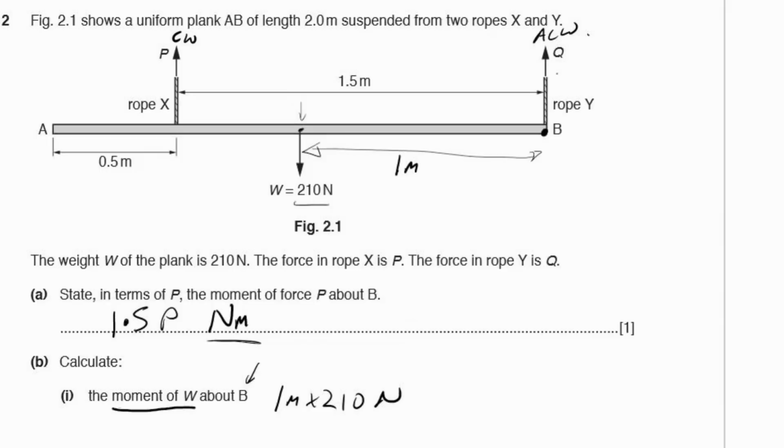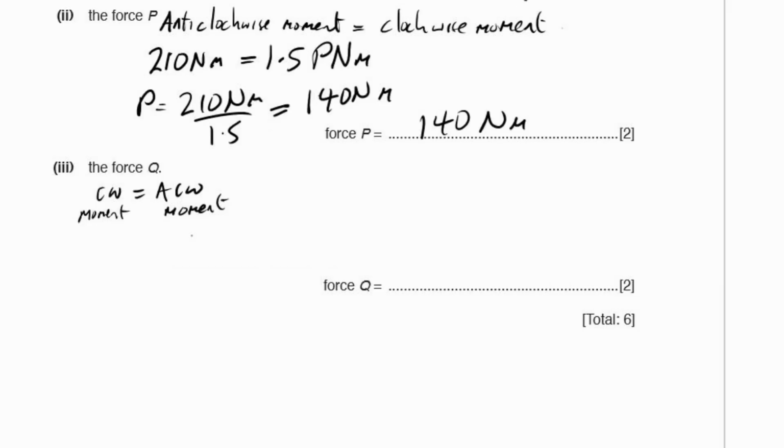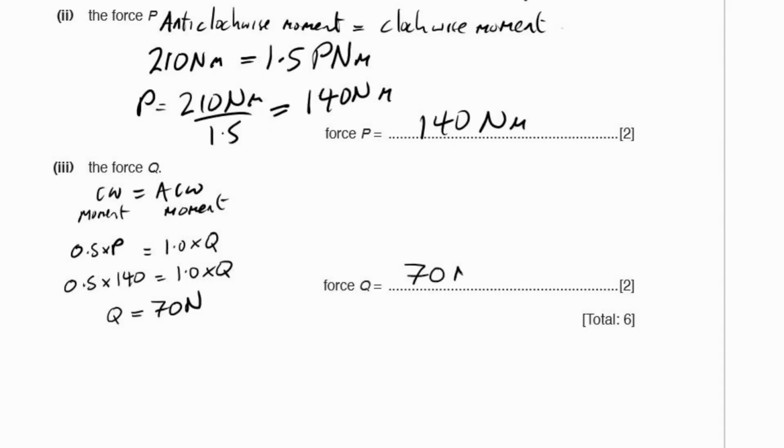There we are. Alright, so the distances: that's 1 meter, this is 0.5 meters, between there and there. So choose points about W. As we looked at before, that was 0.5 times P on one side, and on the other side, looking for Q, it was 1 meter times Q. Now I've got a value for P, 140 newton meters. So 0.5 times 140 equals 1.0 times Q. I can rearrange that straight away and that gives me a value for Q. The force is then 70 newtons. So the force from Q should be 70 newtons.